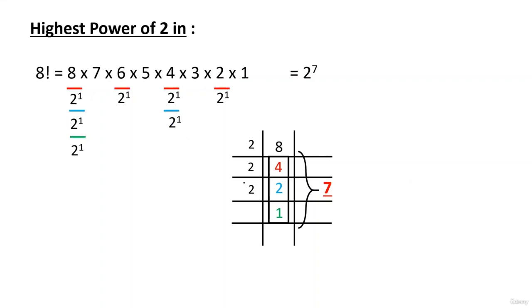Okay, it's as simple as that, guys. Instead of expanding the entire factorial every time and observing the highest power of 2 or any prime number for that matter, you can directly divide that number, or successively divide that number, by powers of 2 or any prime number and check what the impact will be, what will be the highest power of that particular prime number in the given factorial.